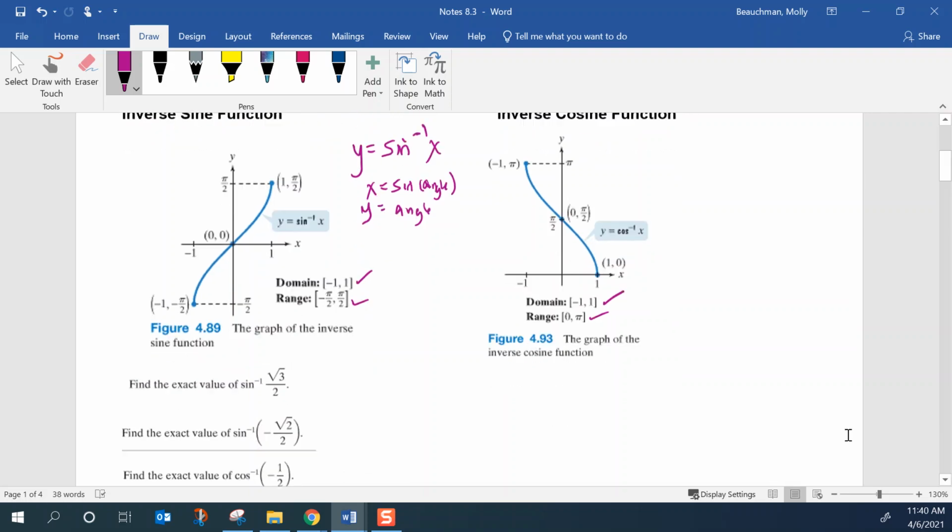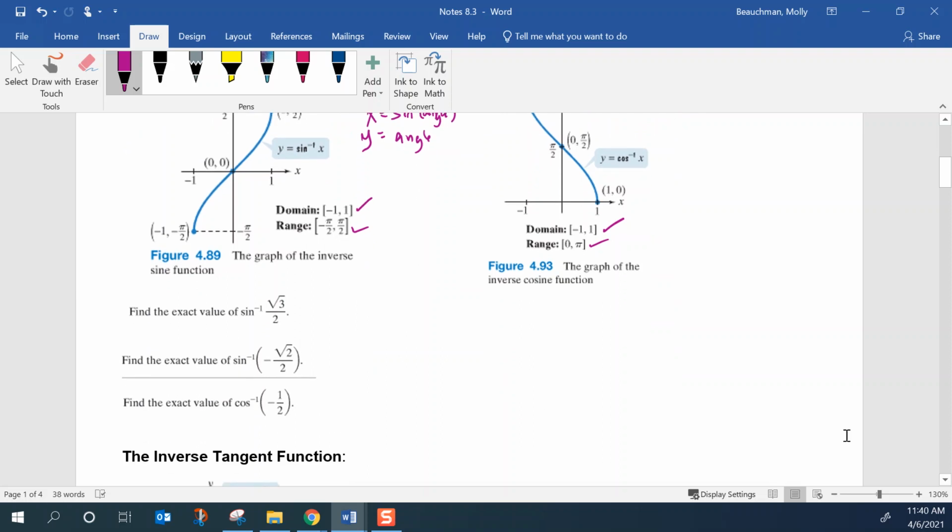So how does this work? Let's take a look at some of the values from our unit circle. If we want to find the exact value of the inverse sine of square root of 3 over 2, that means what angle, and we have to use the restricted domain, between negative pi over 2 and pi over 2 has a sine of square root of 3 over 2?